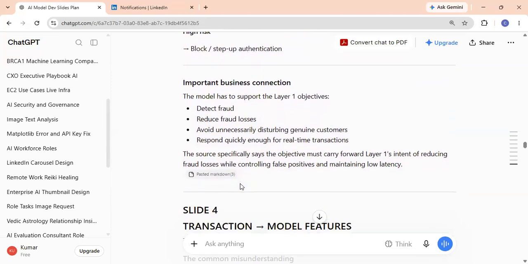The important business connection is the model has to support the layer one objectives: detect fraud, reduce fraud losses, avoid unnecessarily disturbing genuine customers, respond quickly enough for real-time transactions. These we discussed, but here it is a separate analysis. So it means real-time fraud transactions, decision making is very essential here.